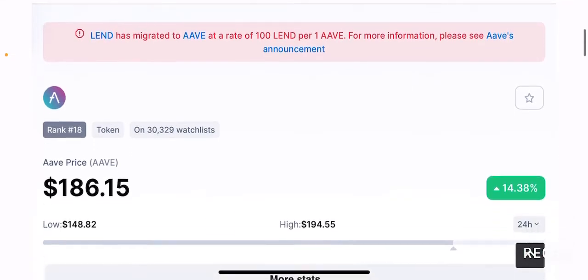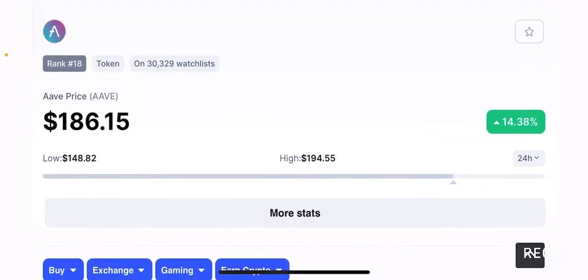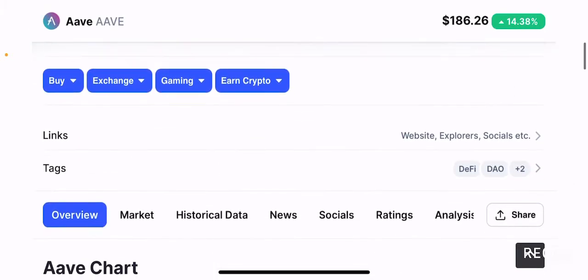So let's look at the CoinMarketCap page for Aave. You can clearly see that Aave has skyrocketed in the past few weeks, and it has crossed the $100 mark, and now it also crossed the $200 mark in the past week, and now it's kind of cooled down and slowly recovering back. I think it reached about 175 or 170, and then bounced back to 186.24 at the current price. It's the 18th ranked token by market cap, and it has increased 14.37% in the past 24 hours.